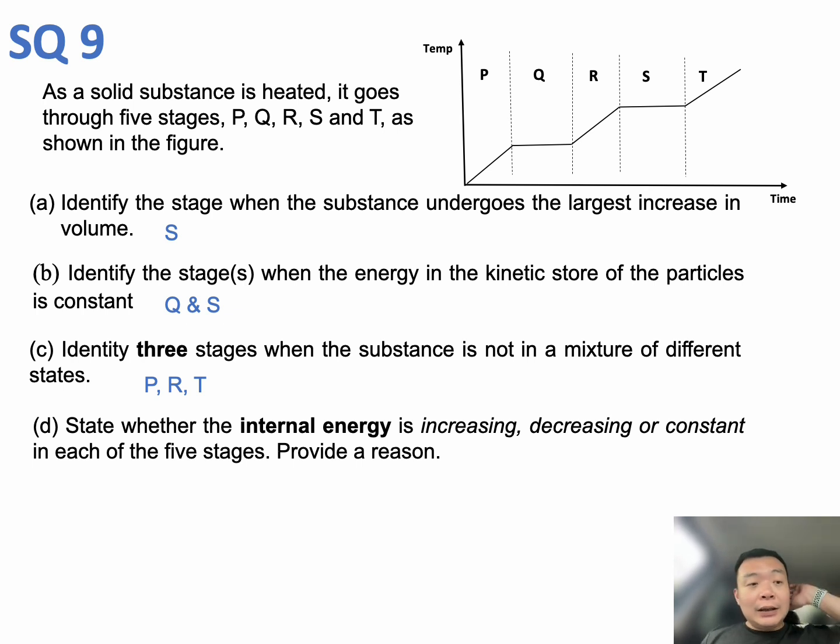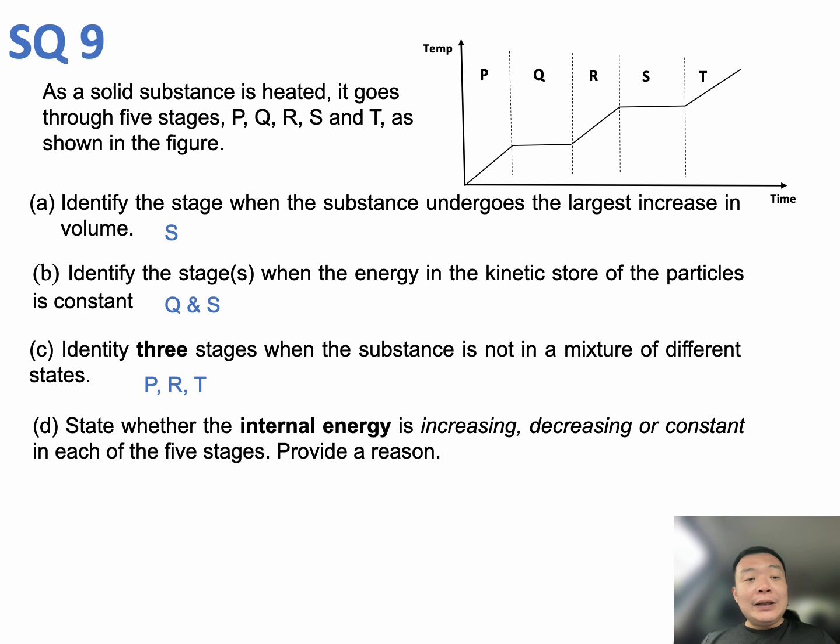For part B, identify the stage where the energy in the kinetic store remains constant. This must be during the change in state, which is segment Q, where melting is happening, and segment S, where boiling is happening. The microscopic reasons for this you will see in the answer for part D later on.